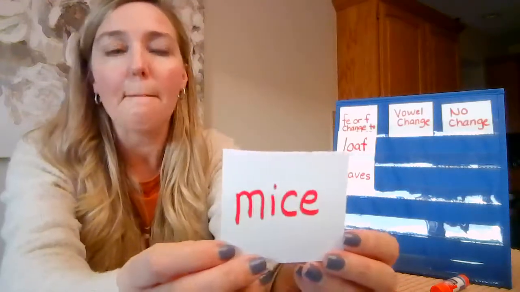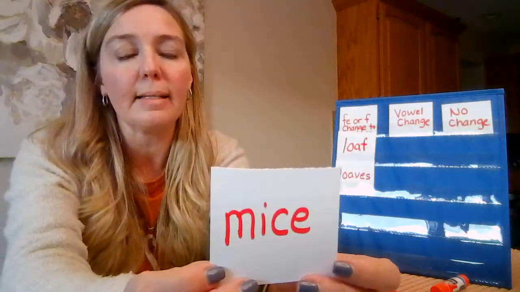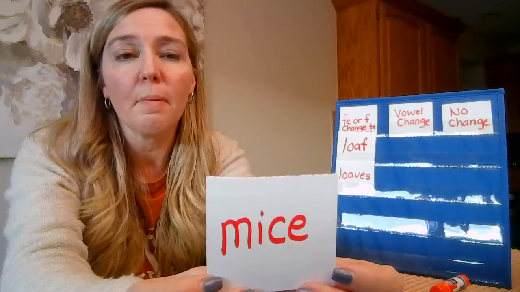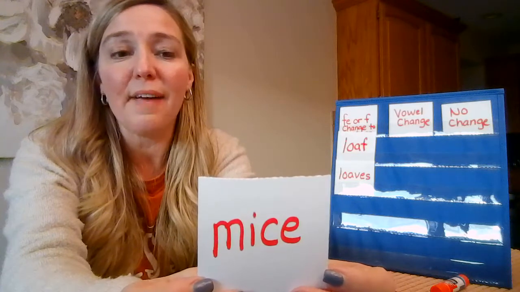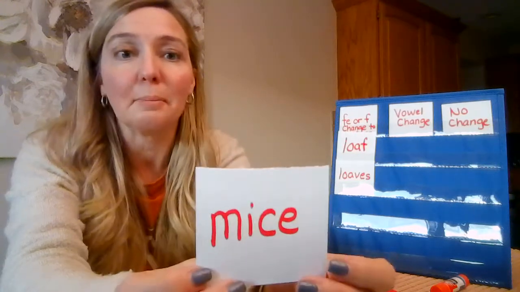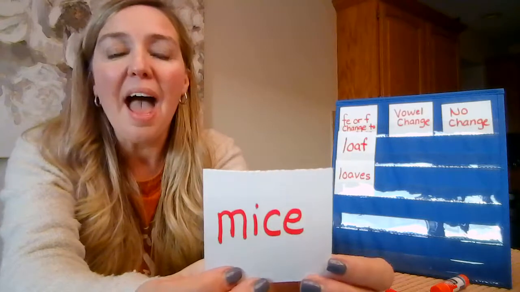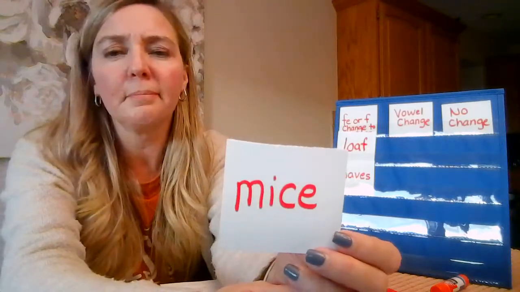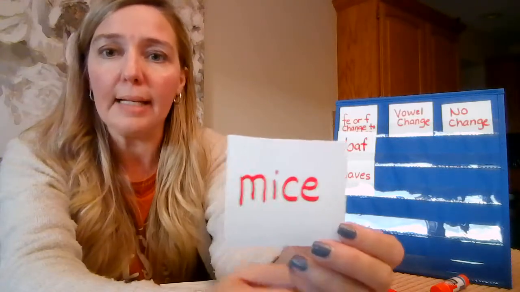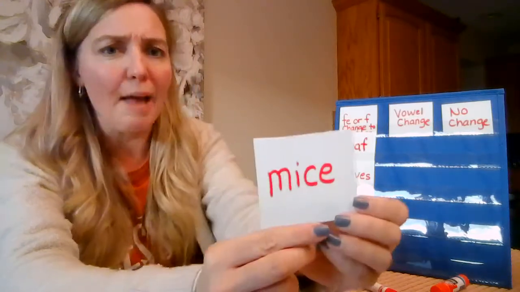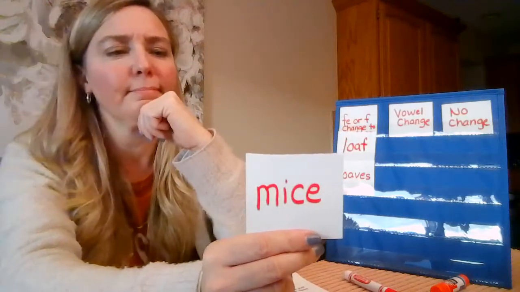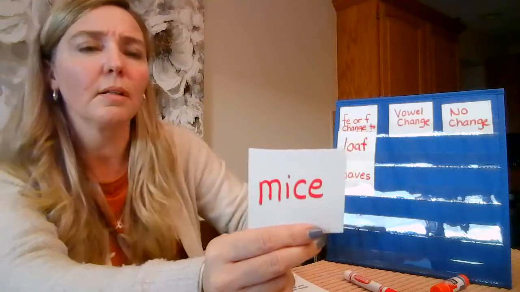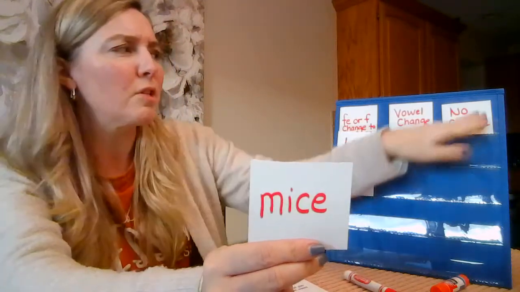Let's try this one. This word is mice. Mice. My house is invaded with mice. Mice. Ooh, I hope not. I'm talking about more than one. So mice is plural. Where should I put mice at? Does it end with a VES? Did I change the vowels? Or was there no change at all?